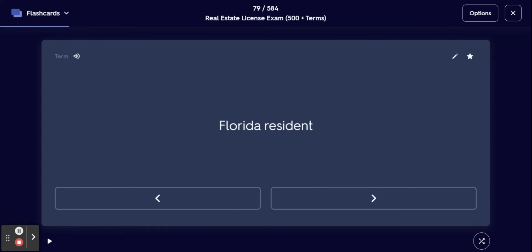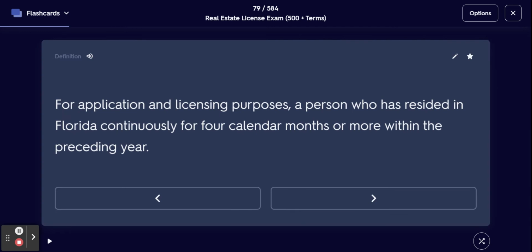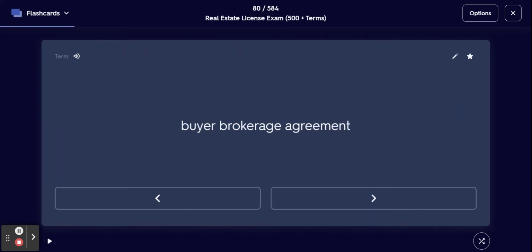Florida resident. For application and licensing purposes, a person who has resided in Florida continuously for 4 calendar months or more within the preceding year. Buyer brokerage agreement. An employment contract with a purchaser.